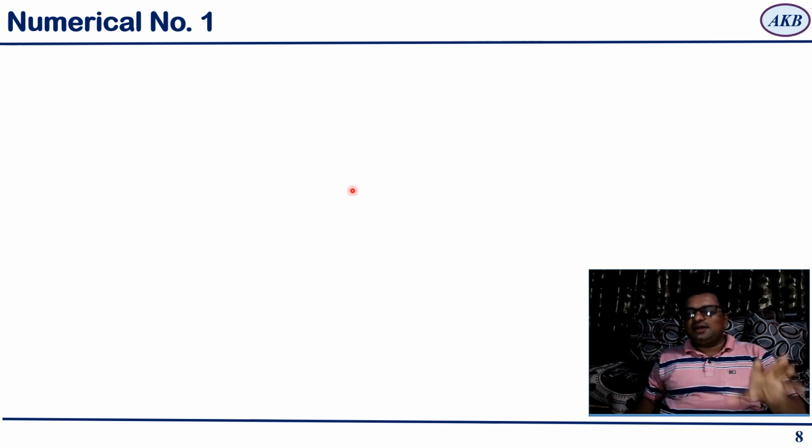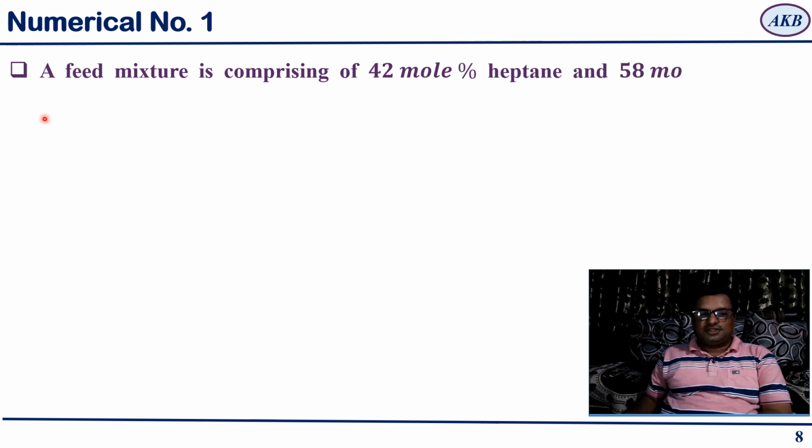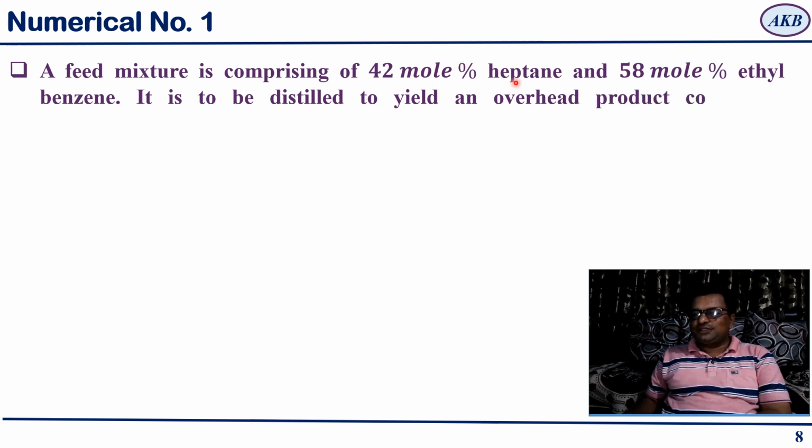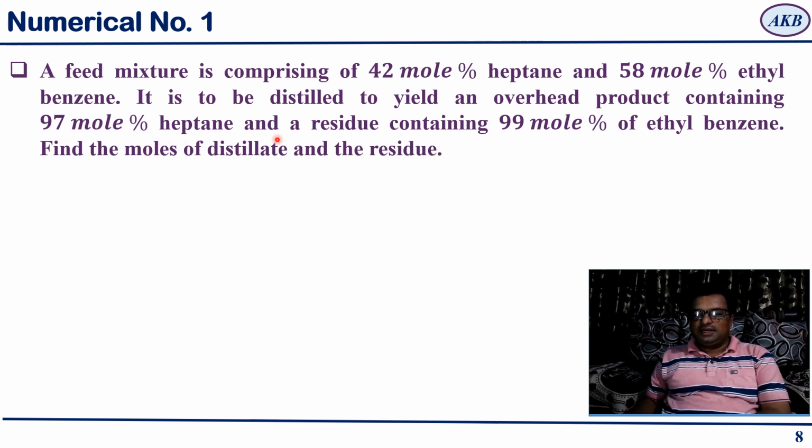Okay, now we will learn how to use these two equations, and for that we are going to discuss one numerical. Okay, so first I'll show you the numerical statement. I'll just read it. A feed mixture comprising 42 mole percent heptane and 58 mole percent ethyl benzene is to be distilled to yield an overhead product containing 97 mole percent heptane and a residue containing 99 mole percent of ethyl benzene. And we have to find out moles of distillate and the residue.